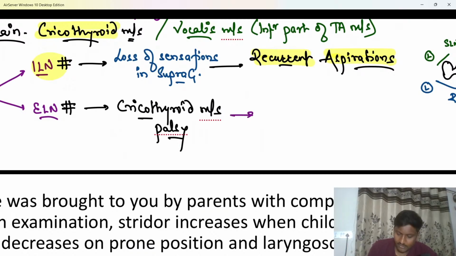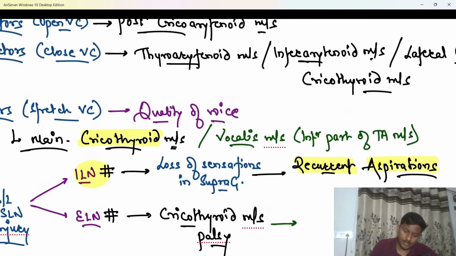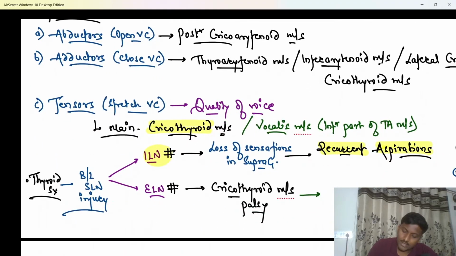I hope all of you are quite aware now. What was the function of cricothyroid muscle? Here we wrote that cricothyroid muscle also acts as an adductor muscle to close the vocal cord, but what was the main function? The main function of cricothyroid, beta, is that it is a tensor muscle, right?